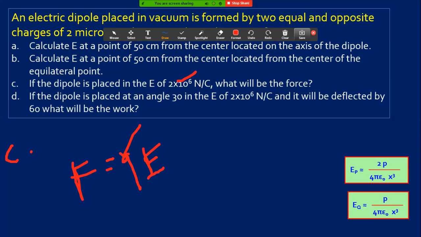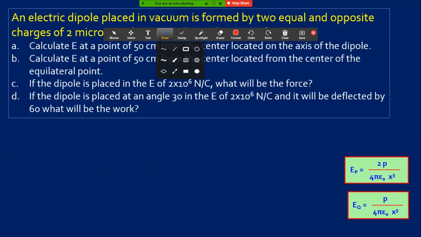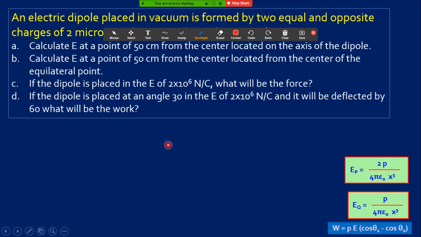Number D. It is a very important question for us and it is also difficult. If the dipole is placed at an angle of 30 degrees in the electric field of 2 × 10^6 Newton per Coulomb and it is deflected by a 60-degree angle, then what will be the work? Boys, you know it very well that we are going to determine the work done due to torque. The work done becomes W = PE(cos θ₁ − cos θ₂).